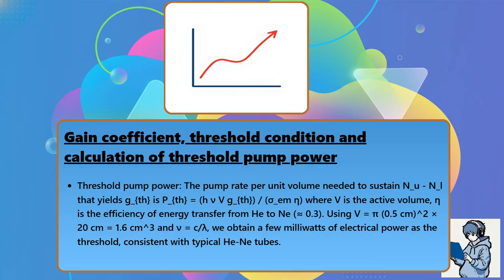Threshold pump power: the pump rate per unit volume needed to sustain n_upper minus n_lower that yields G_th is P_th equals h nu V G_th divided by sigma_EM eta, where V is the active volume. Eta is the efficiency of energy transfer from helium to neon, approximately 0.3. Using V equals pi (0.5 centimeters) squared times 20 centimeters equals 1.6 cubic centimeters, and nu equals c over lambda, we obtain a few milliwatts of electrical power as the threshold, consistent with typical helium neon tubes.